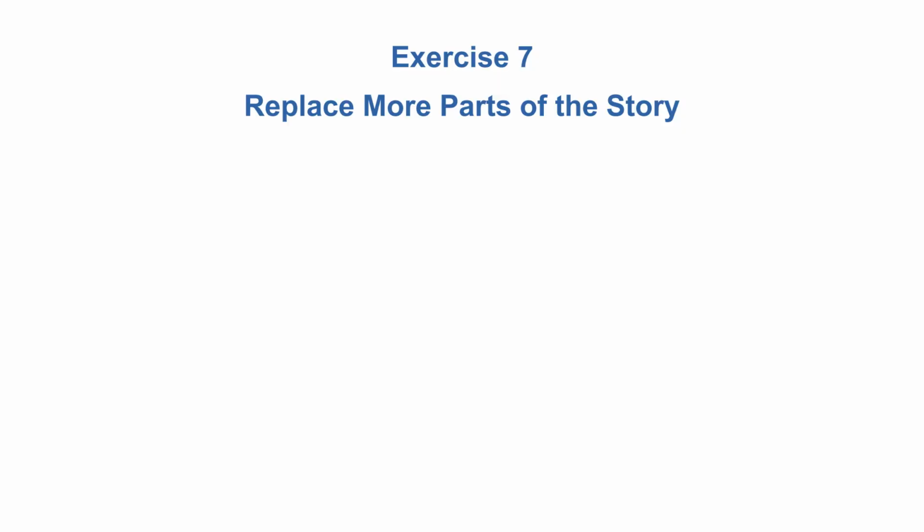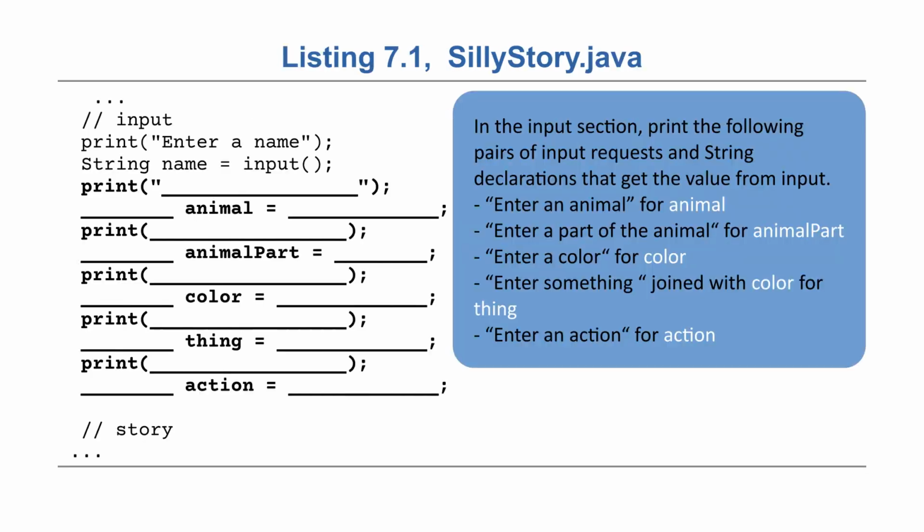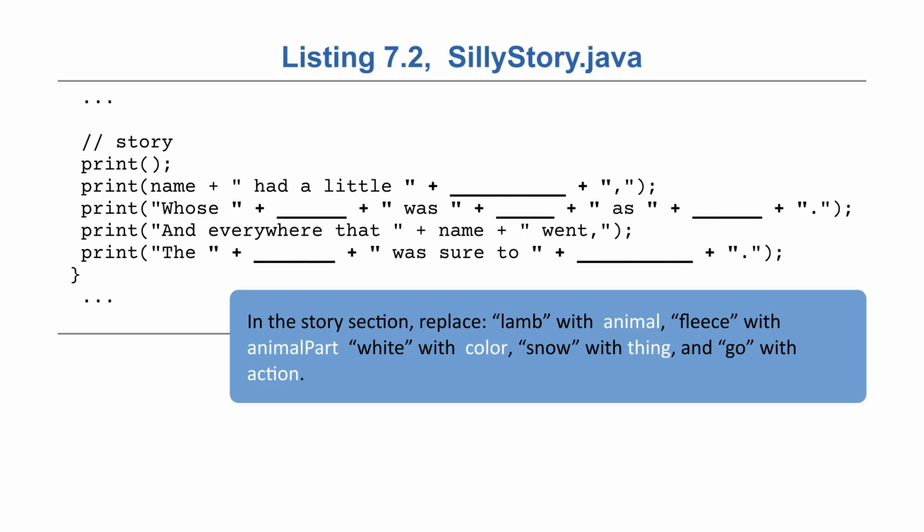Exercise 7. Replace more parts of the story. In the input section, print the following pairs of input requests and string declarations that get the value from the input. Enter an animal for animal. Enter a part of the animal for animal part. Enter a color for color. Enter something joined with color for thing. Enter an action for action. Note, this is the second listing of exercise 7.